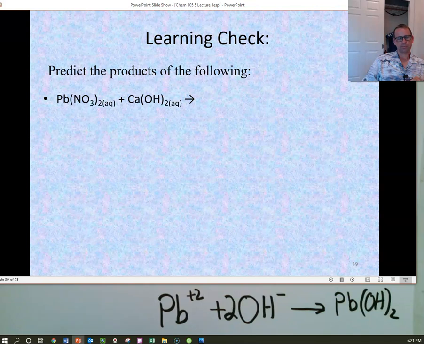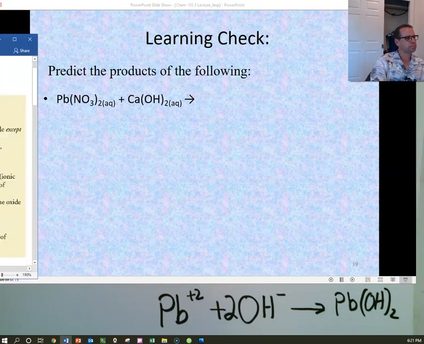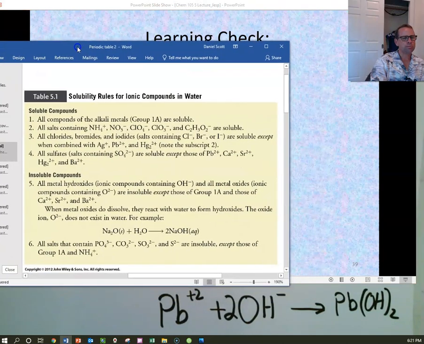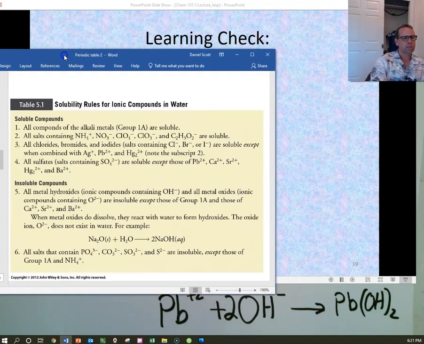I think it's rule 5. Well, let's see. Rule 3 talks about lead with chloride, bromide, and iodide, but here we don't have that. We have the hydroxide, so 5 is the hydroxide. Oh, I see. It's insoluble.